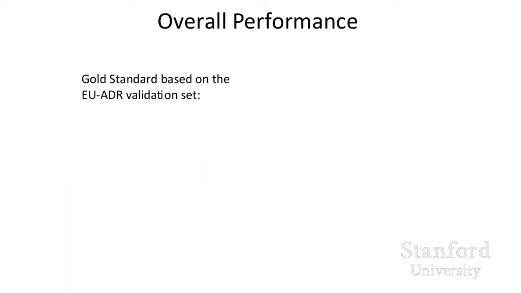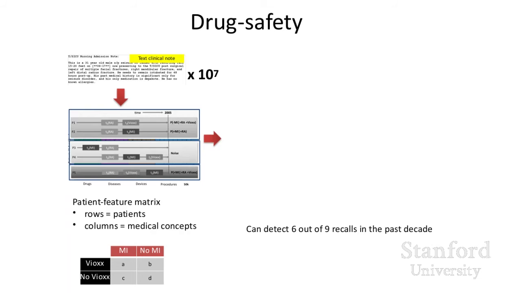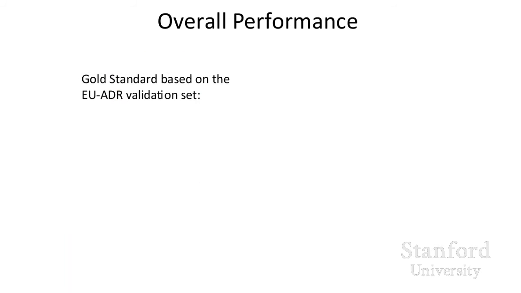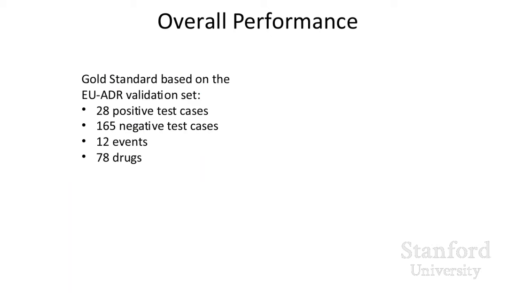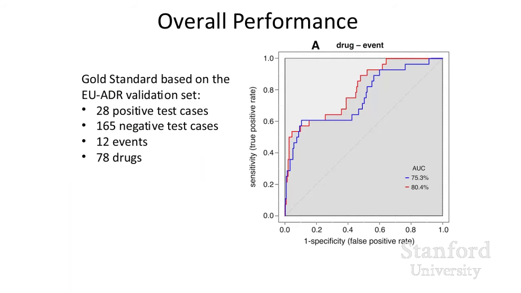And if you're a computer scientist or informatics person, you can say, well, you can get 9 out of 9 if all you were doing is saying yes. And so we said, fine, we will go ahead and make a gold standard of 28 positive test cases, 165 negatives, 12 events, and 78 different drugs, and we made this thing which is called a receiver operator curve, which shows you the trade-off between getting a true positive and getting a false positive.